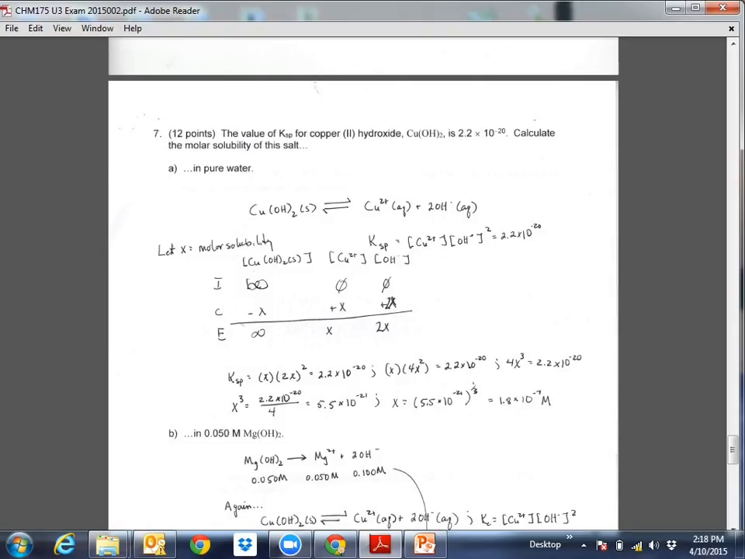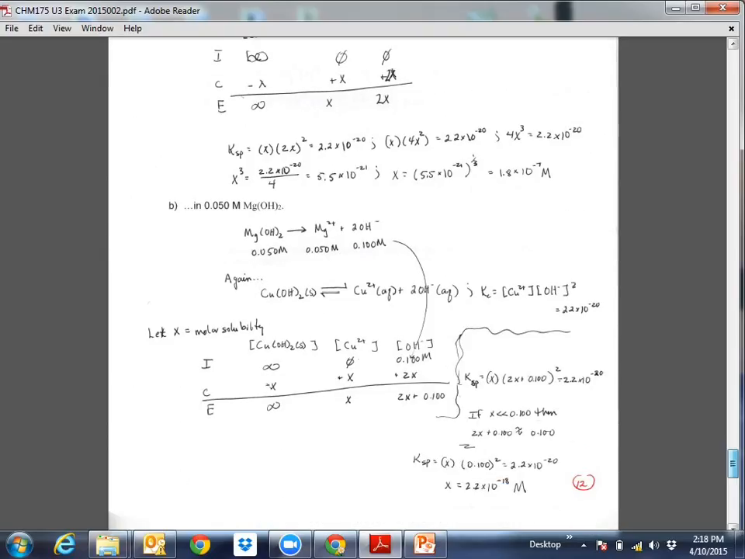So basically, the KSP is equal to x times 2x squared, and KSP is given. Then we need to manipulate that to get a value for x, which is the molar solubility. So do a few things, and the molar solubility then is equal to 1.8 times 10 to the negative 7th molar in pure water.